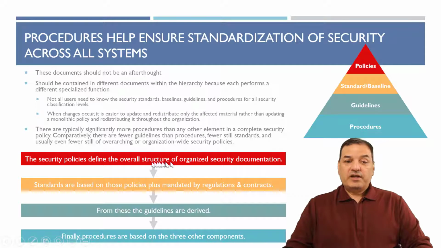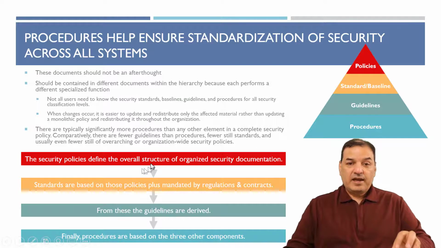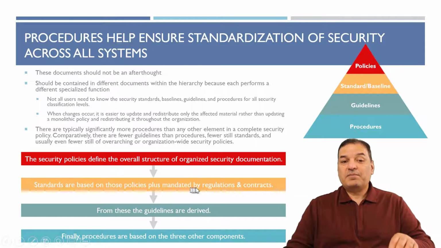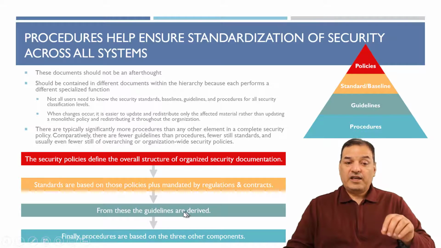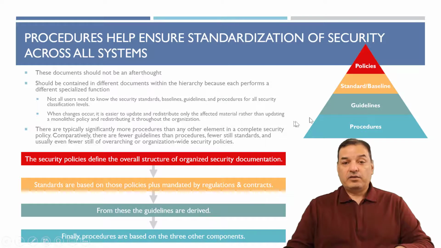The security policy defines the overall structure of the organized security documentation. This is how the alignment is achieved. Then, underneath the policy, you have standards that are based on those policies plus mandated by regulations and contracts. Underneath that, we derive from those standards the guidelines. And then finally, we take the guidelines and we break them down into procedures based on the three other components. So this is how alignment is achieved, and the senior leaders of an organization can modify the policy slightly, and then it trickles down and everything is updated accordingly.